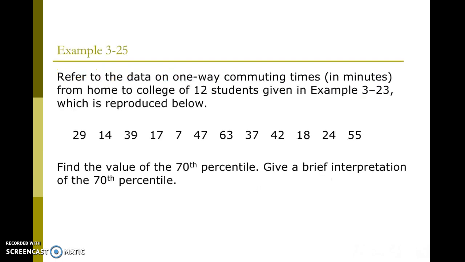So let's take a look at an example. I think this will make more sense. We're going to refer to the data on one-way commuting times that we talked about already with the 12 students. And we want to find the value of the 70th percentile. So we want to know who's maybe commuting less than other people. We're going to give a brief description.